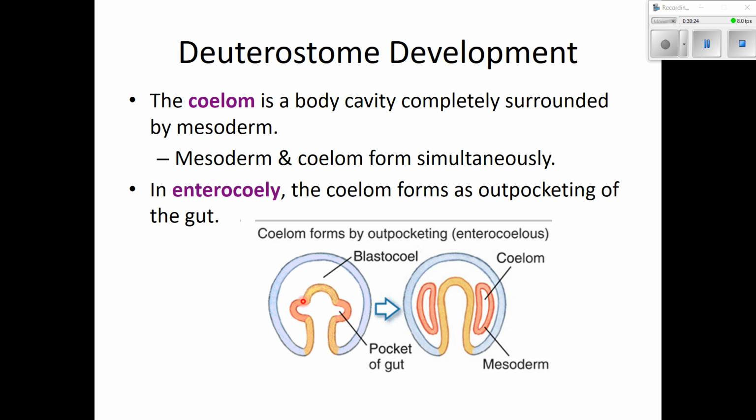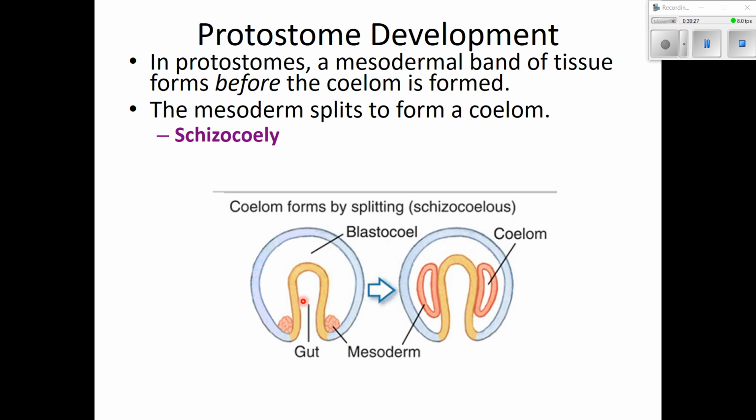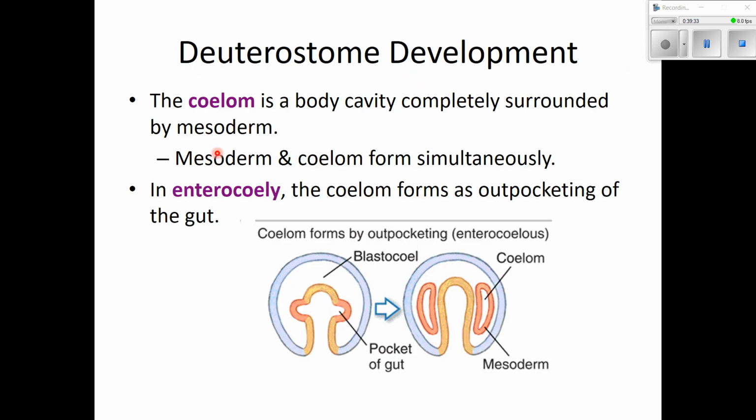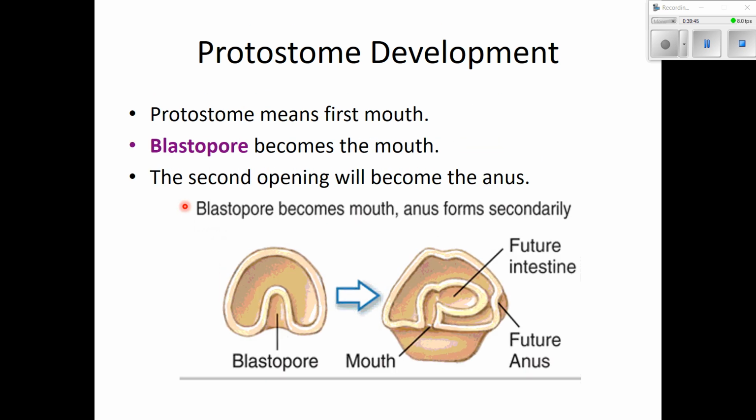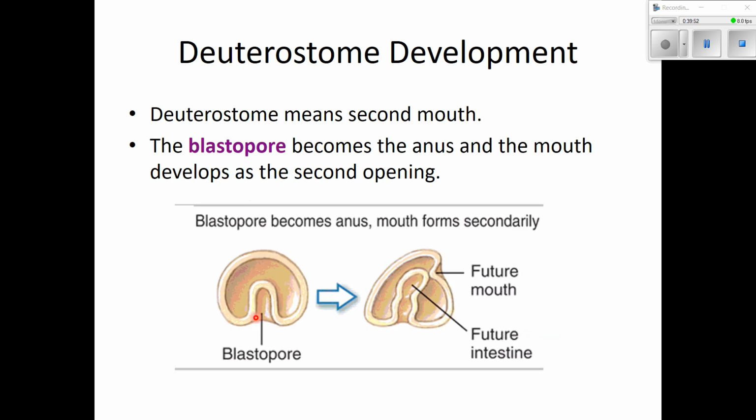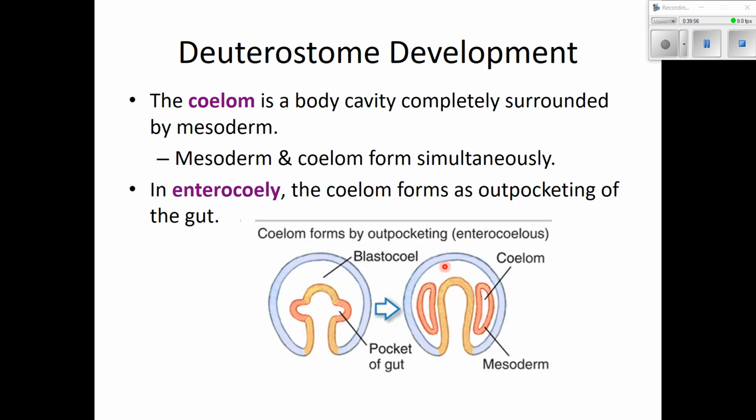If you want to sound fancy, you can tell your friends that protostomes develop in a schizocoelous fashion, whereas deuterostomes develop in an enterocoelous, enterocoelus is probably how you say that, fashion. But the big difference is, again, how the digestive system develops. So protostomes, blastopore becomes the mouth. In deuterostomes, the blastopore becomes the anus, and the mouth forms later.